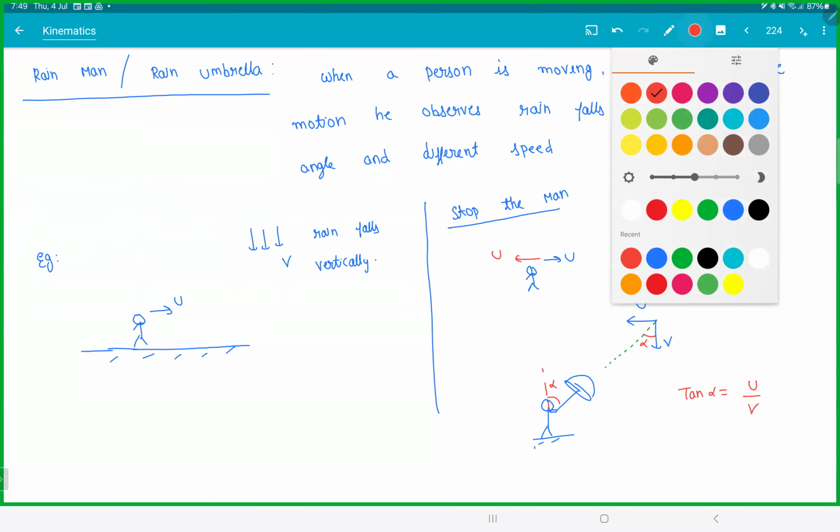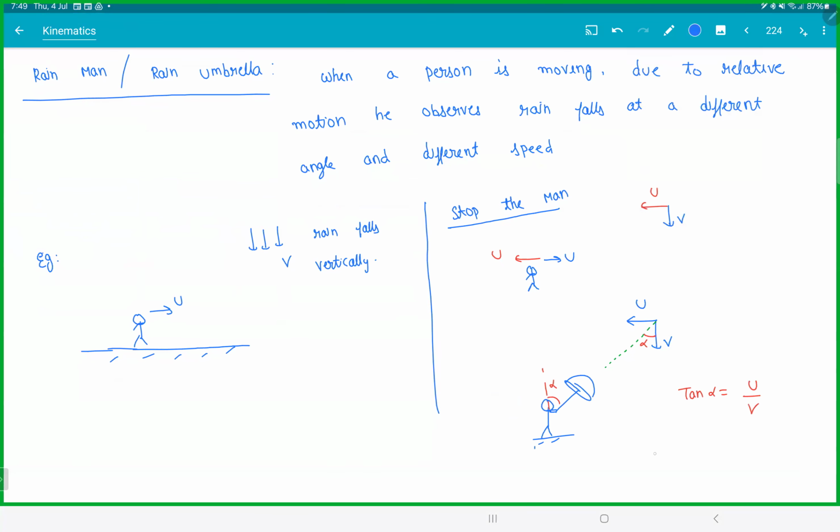And what will be the resultant? He will think the rain is coming with the speed root over v square plus u square. Because both are perpendicular, you can directly take the resultant. That means you will think the rain is hitting you with a speed of root over v square plus u square at an angle alpha. That is what the man thinks.